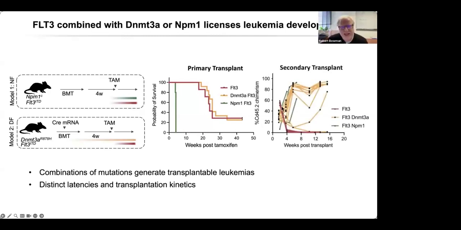But critically, when we went to transplant these FLT3 DNMT3A cells, they could actually engraft into secondary recipients and give rise to disease. And this is the idea here, that DNMT3A seems to be licensing FLT3 for malignant transformation. And the latency of it is quite different than FLT3 and NPM1. So this gives us an idea of how these alleles combine together to give rise to disease, and the latencies that change when different alleles combine together.